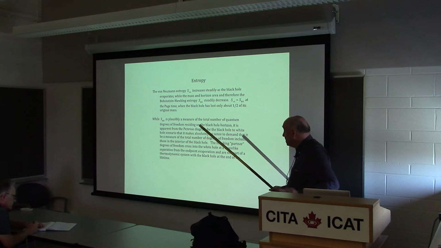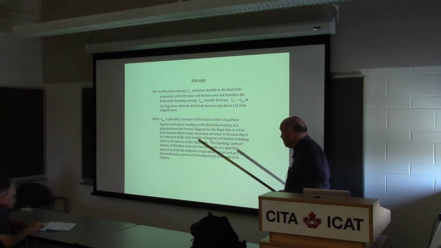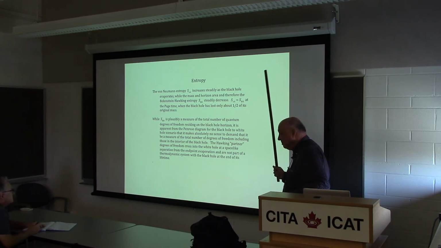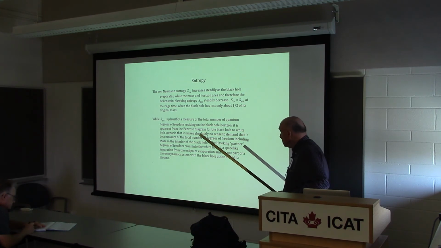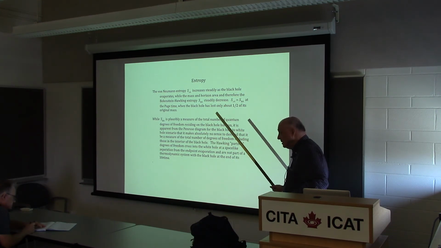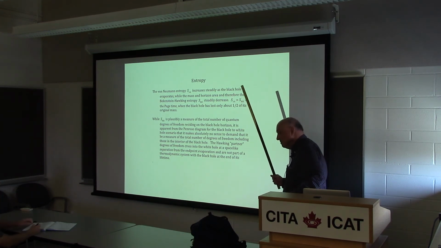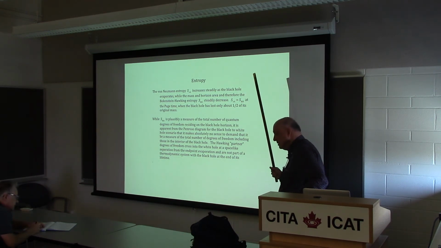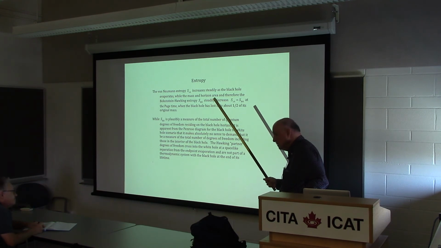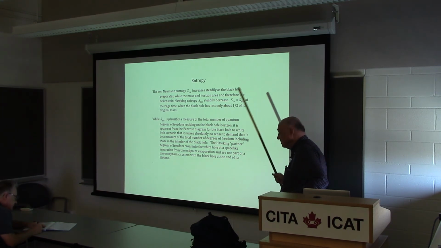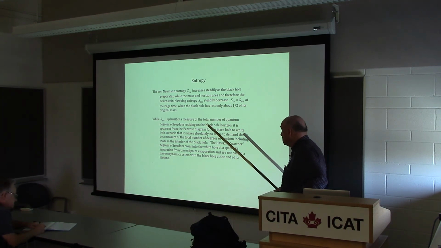Now, I'm assuming the black hole keeps evaporating past that point. So the Bekenstein-Hawking entropy is going down to the Planck scale, and the von Neumann entanglement entropy is going up to something very large.